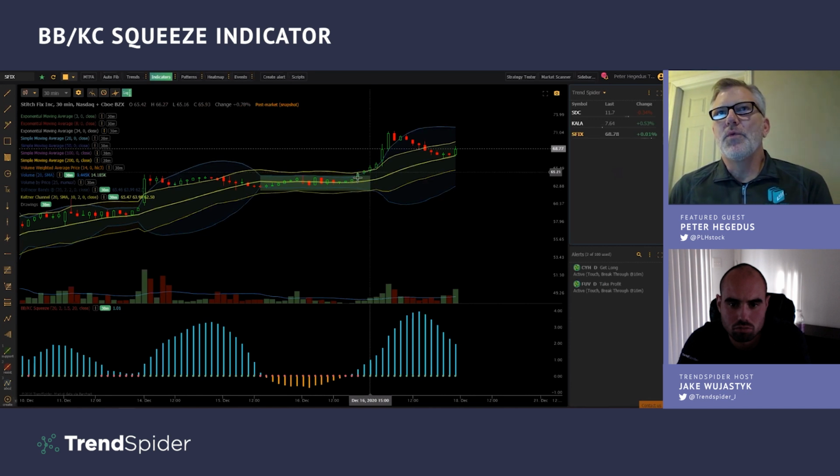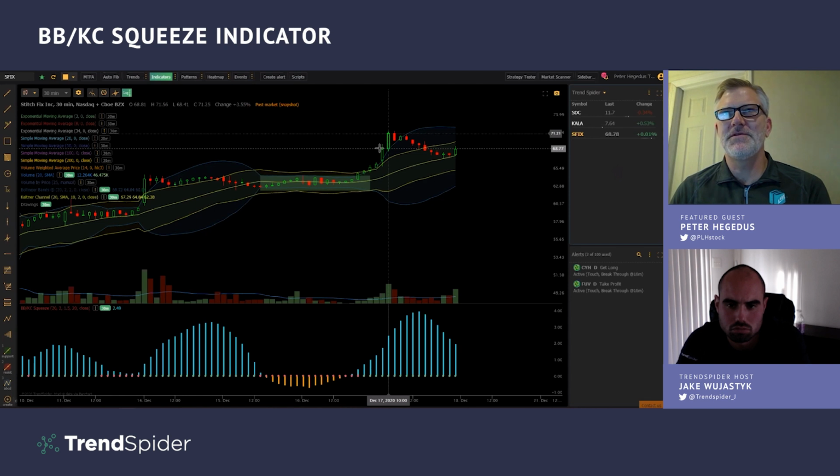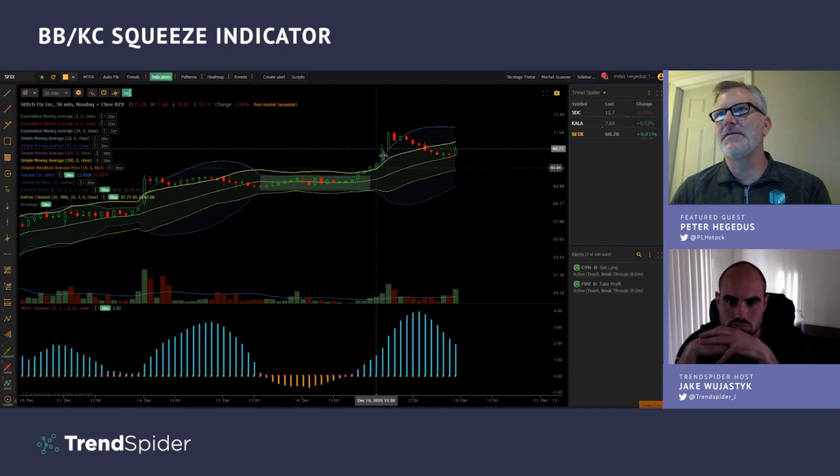But once you start to see the Bollinger Band turn up, which very often is going to coincide with that light blue bar, right? So I go from the yellow-orange bar to the light blue bar. Then what happens is your price action simply follows, and in some cases overshoots. This was just a huge move in Stitch Fix. But it basically just follows the Bollinger Band up as the Bollinger Band stops that compression and then starts to push up out of the Keltner channel.